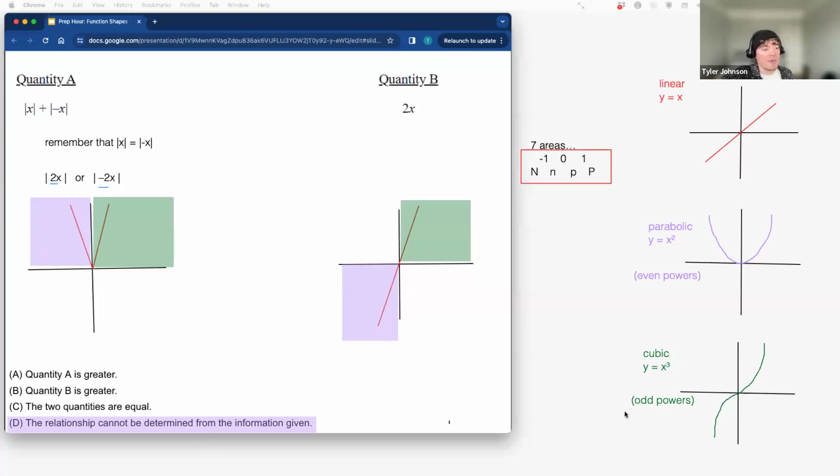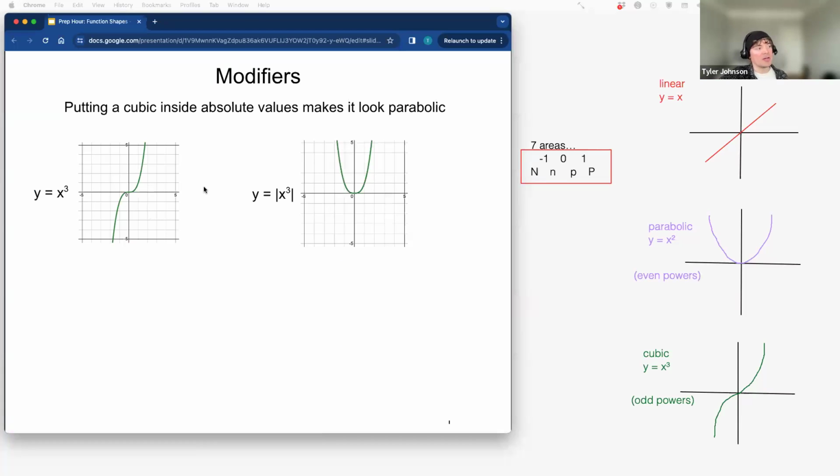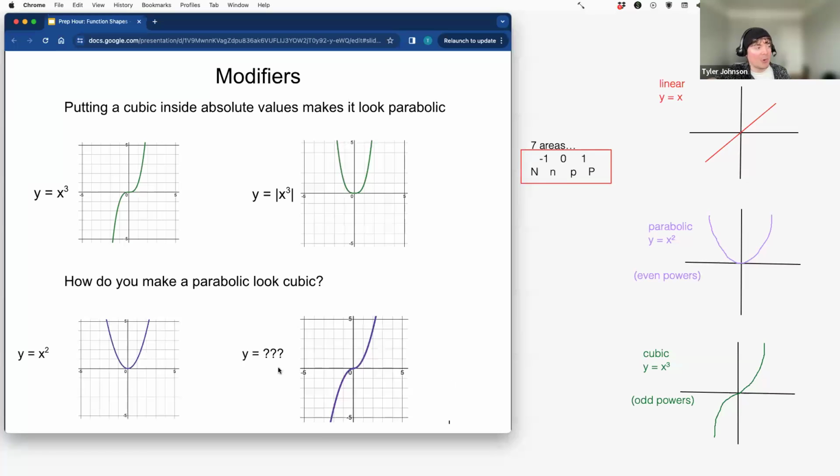So earlier, when we were talking about modifiers, we saw how wrapping a cubic inside absolute values makes it look more like a parabolic even-ordered function. So now I want to ask you, how could I go the opposite direction? How would I have to modify this x squared function to get it to look more like a cubic? Anyone have any ideas?